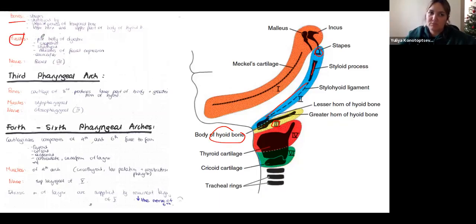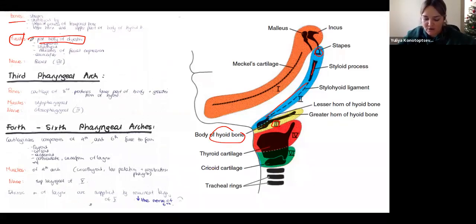What about the muscles? Very importantly, posterior belly of digastric. That's usually the question. Okay, so tell me the origins of the bellies of digastric. You have to say anterior comes from first, posterior comes from second, because they come from two different pharyngeal arches. This explains their different innervation. As you know, posterior belly of digastric is innervated by the facial nerve. So you must know that the nerve of the second pharyngeal arch is going to be facial nerve.